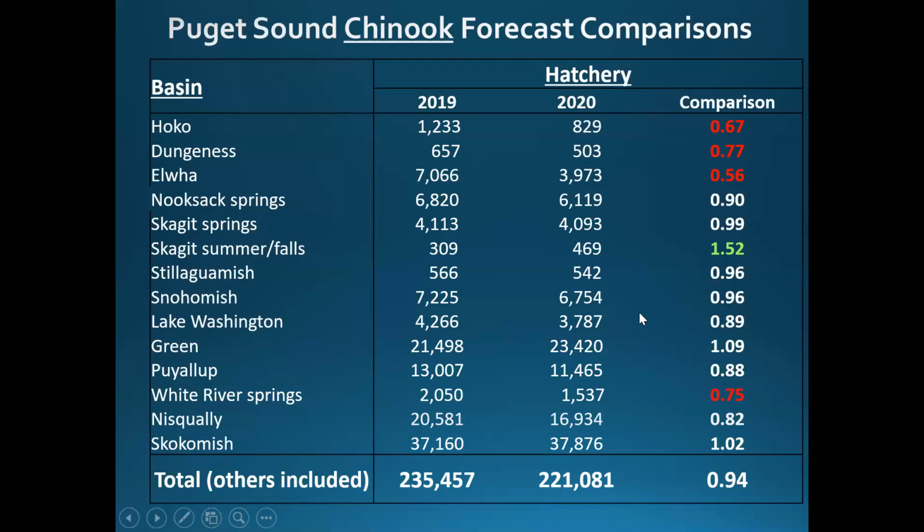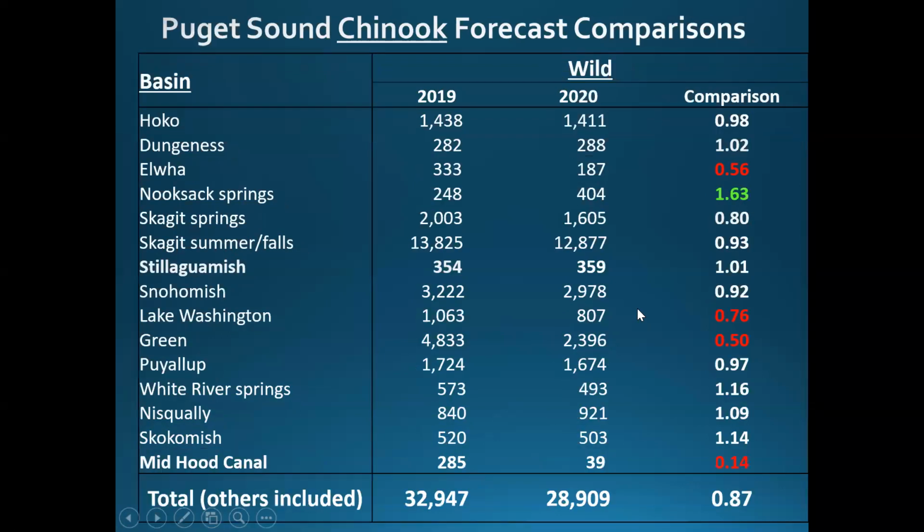Mark, if you could go back a slide real quick to wild stocks. I will point you also to the Mid-Hood Canal stock, with only 39 wild fish forecasted to come back to Mid-Hood Canal. This stock will be a constrainer to fisheries this year as well.